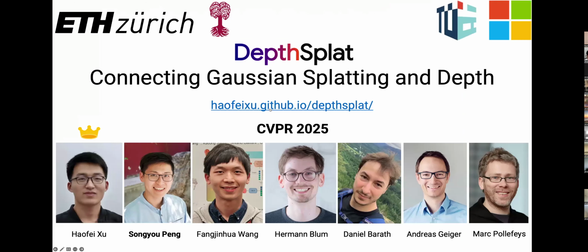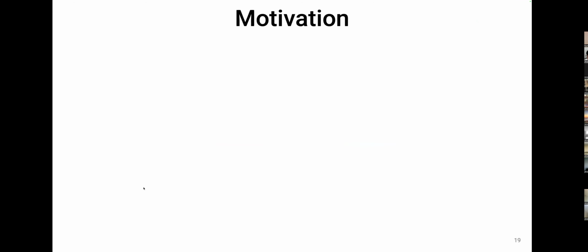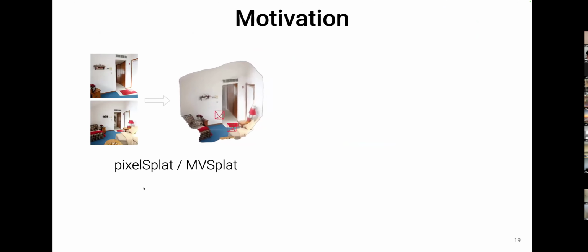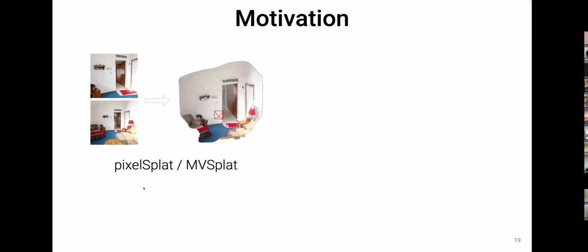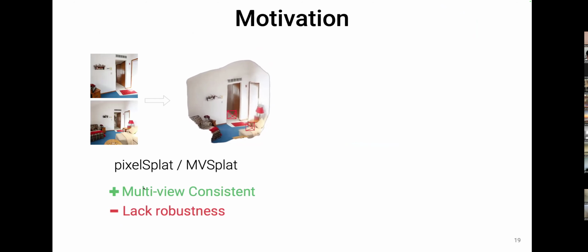This is the first work I want to talk about. It's called DepthSplat, also accepted to the upcoming CVPR, and it's great work from Haofei. First, again, a little bit of motivation. We have something called PixelSplat or MVSplat, which is previous work that combines feed-forward Gaussians and DUSt3R. However, there are some issues there.